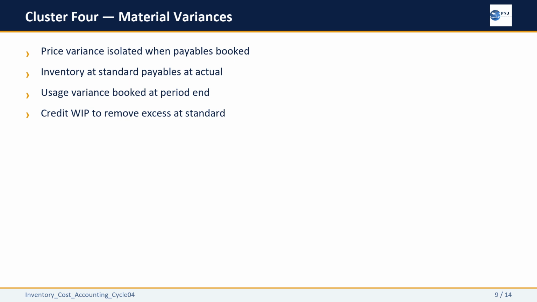Entry 10 handles the material usage variance at period end. When you used more material than standard allowed, you debit material usage variance and credit work in process inventory, removing the excess cost at standard price. These two entries keep your inventory clean at standard while parking the performance gaps where managers can see them.